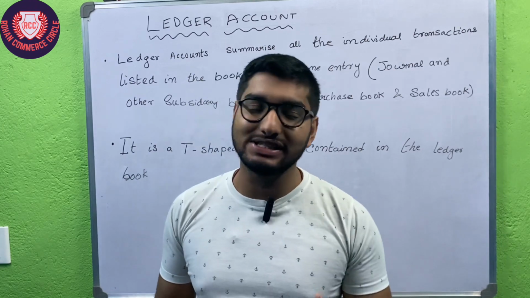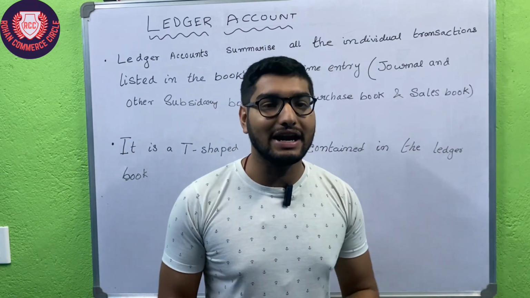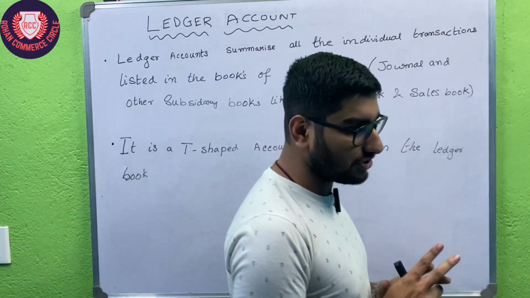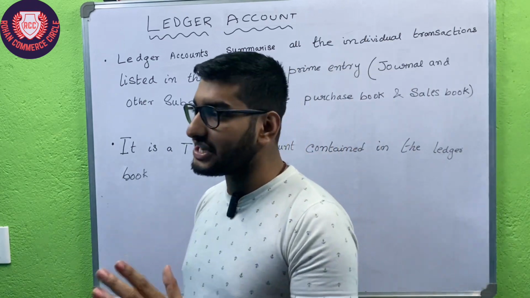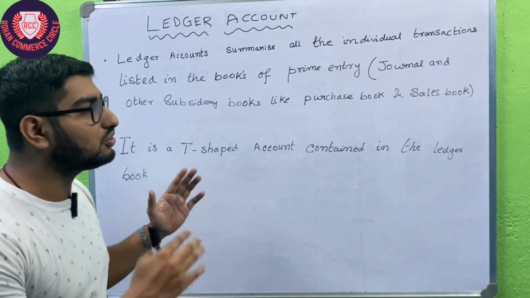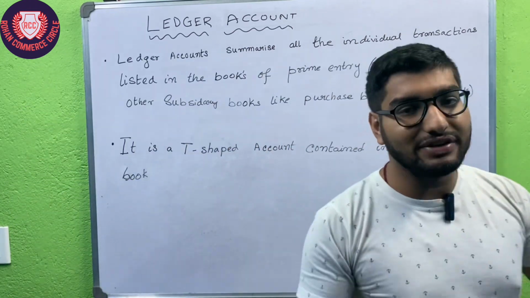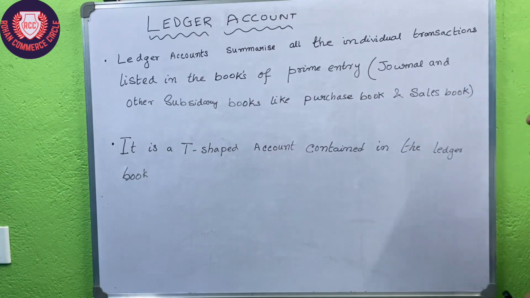One is cash, and the other is, suppose we have sold something and brought the cash into the business. So there are two accounts, okay? One is the sales account, another one is the cash account. So we have to make two separate accounts in the ledger. So basically, when we are differentiating all the accounts, that is a ledger account.